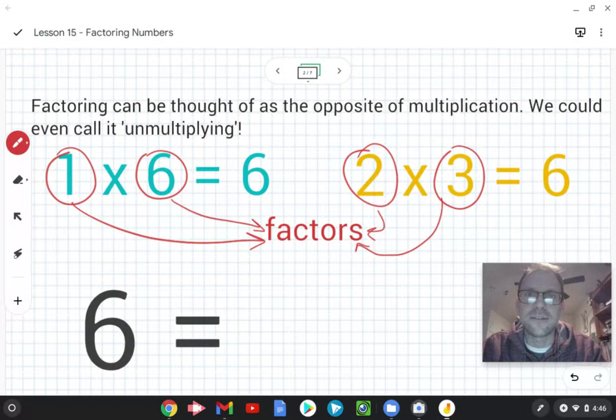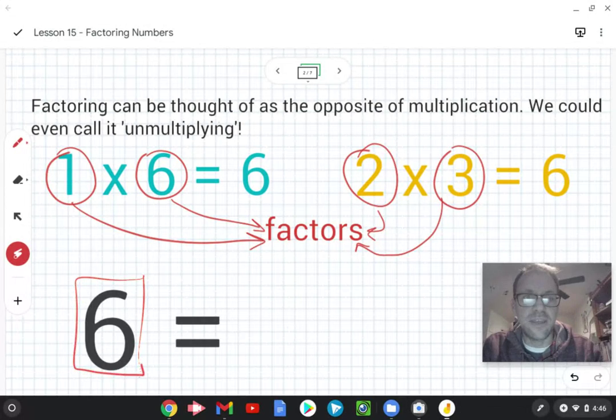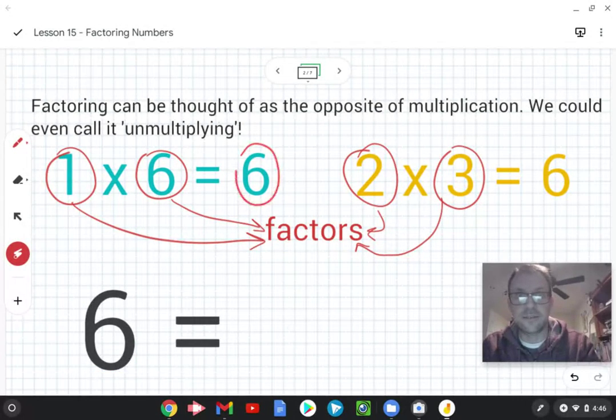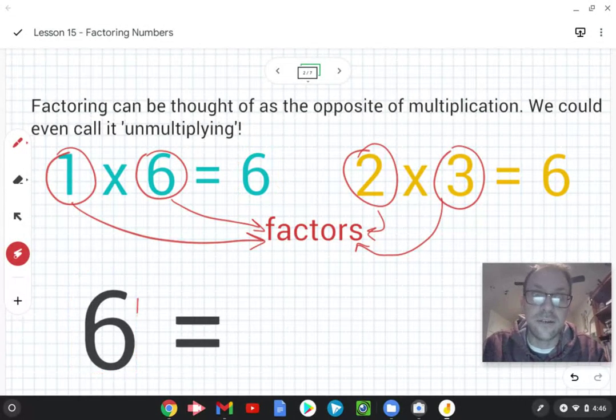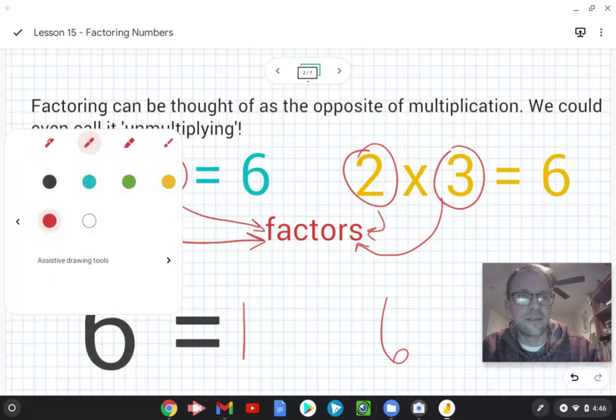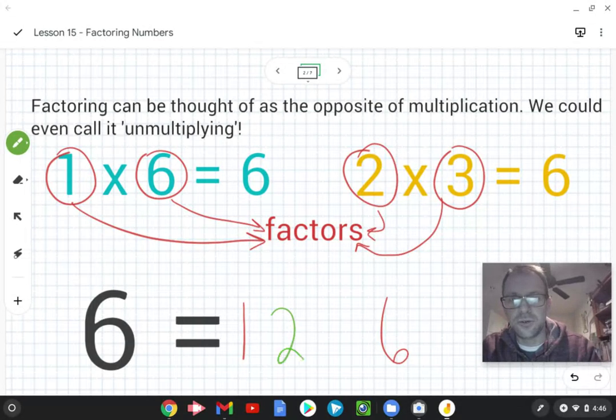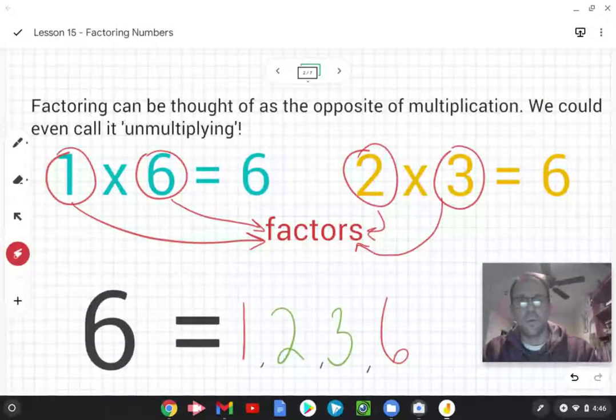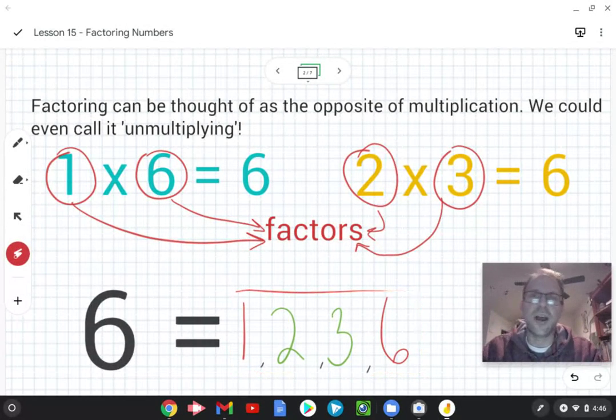They're all factors. So when we factor a number like 6, we start with the answer, right? The product, 6. This is what we start with when we factor. And we list out all the numbers that multiply to get us that number, like 1 times 6 and 2 times 3. And I'm going to include some commas in here just to make our list neat. So 1, 2, 3, and 6 are factors of 6.